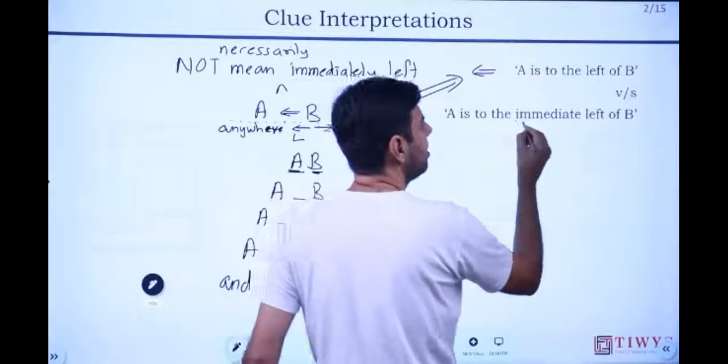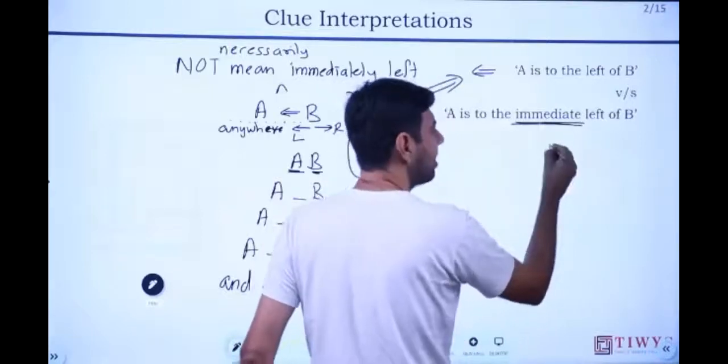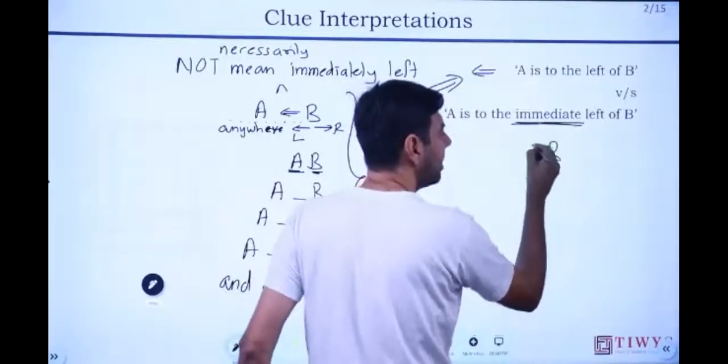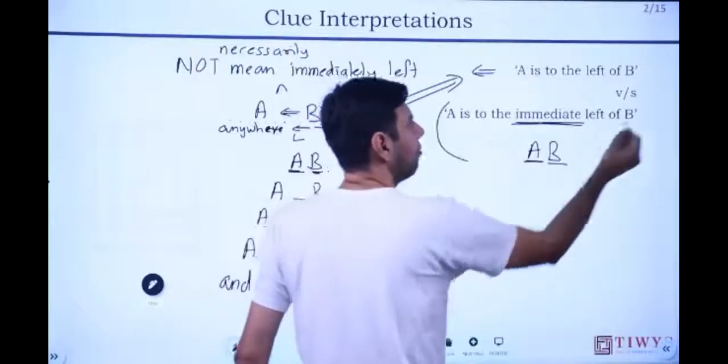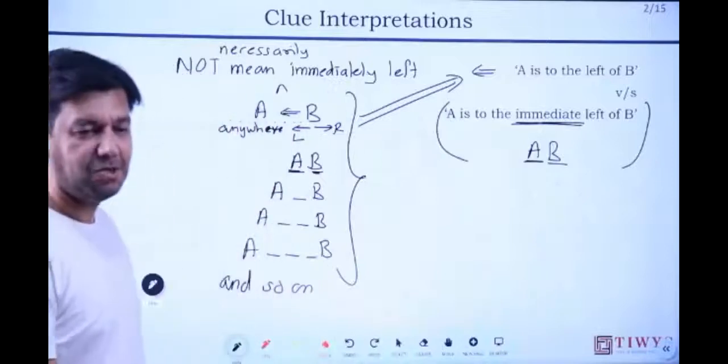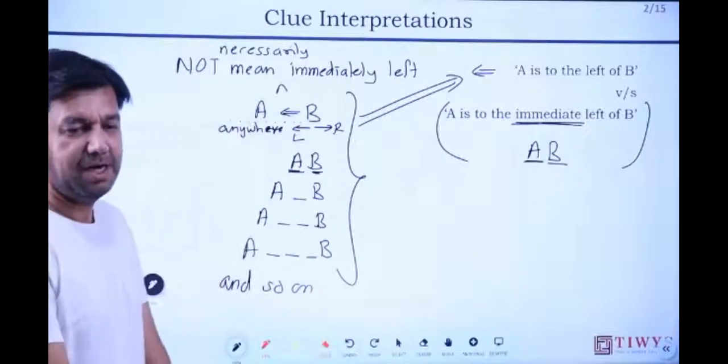Now if the clue says immediately, it means exactly immediately. This is B and this has to be the immediate left. There's nothing else over here. Any doubts, anything here? Is anyone not clear?